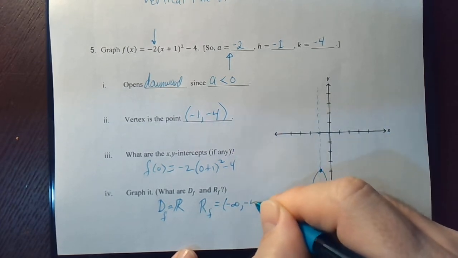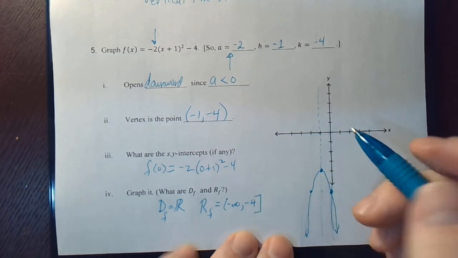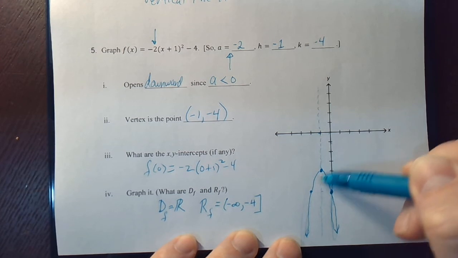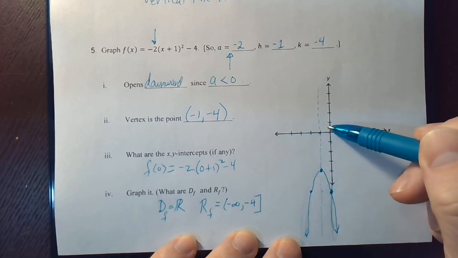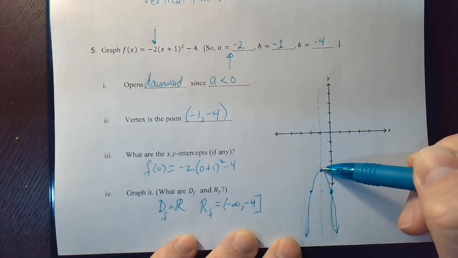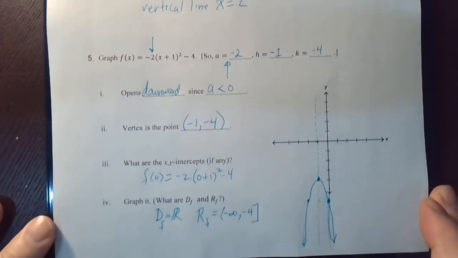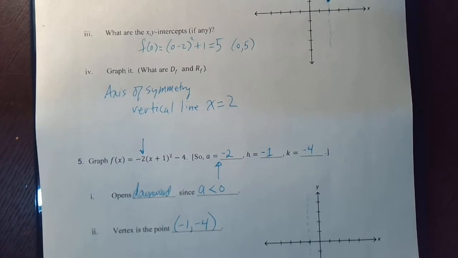So this is the range, and you must put a square bracket on it because negative 4 is actually in the set. This graph has a height of negative 4 right here. When x is negative 1, the height of the function is negative 4. Okay, to finish up, let's go back to the last problem and do the domain and range.